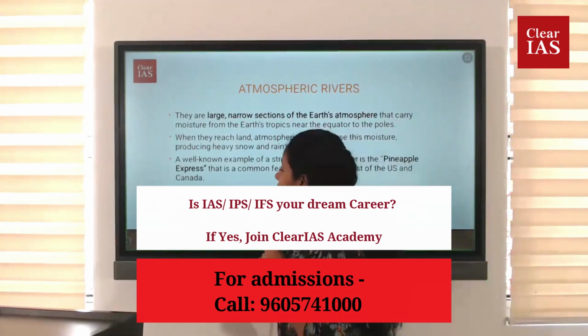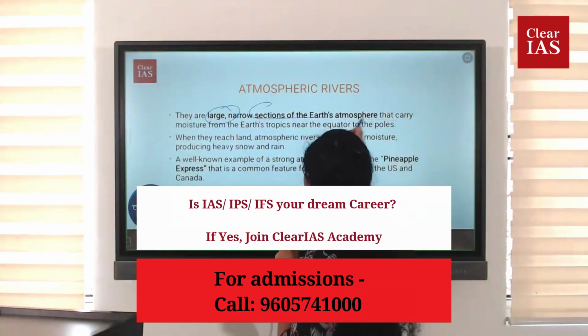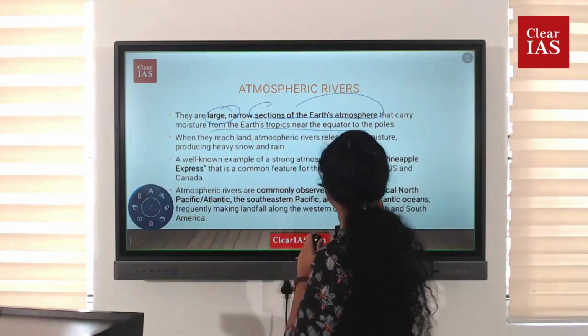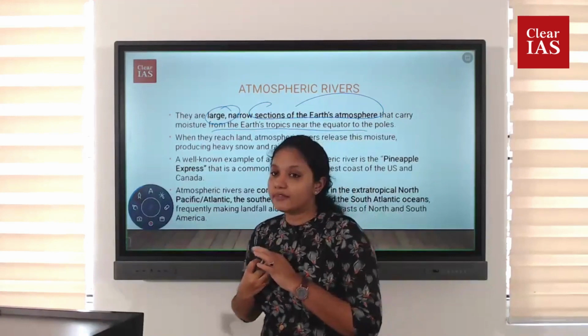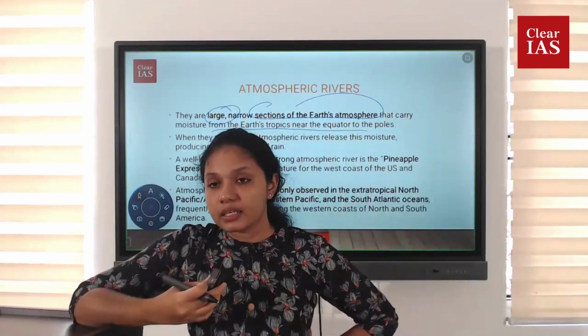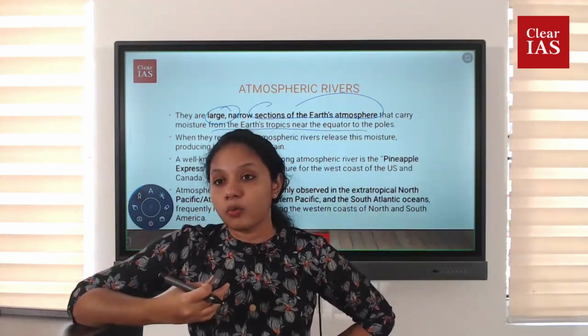These are large, narrow sections of the Earth's atmosphere that carry moisture from the tropics near the equator to the poles. We know that rivers mainly consist of water, right? Similarly, we have studied the water cycle as well.